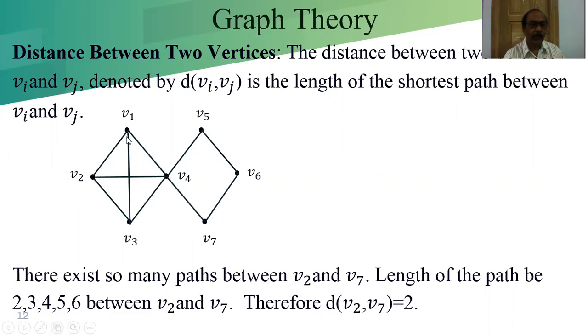And if we move this way, we get many paths to reach from V2 to V7, and their lengths are 2, 3, 4, 5, 6 respectively. Therefore, what is the distance between V2 and V7? What is the minimum value? 2 is the minimum value. Therefore, the distance between the two vertices V2 and V7 is equal to 2. That is the shortest distance between V2 and V7.